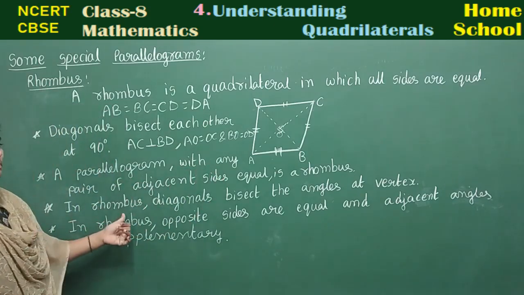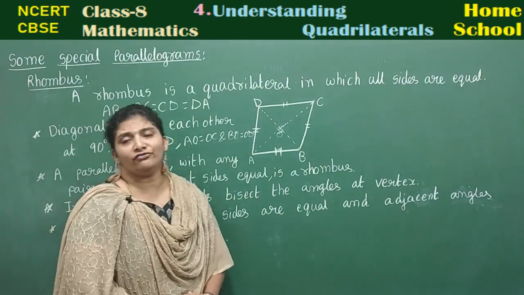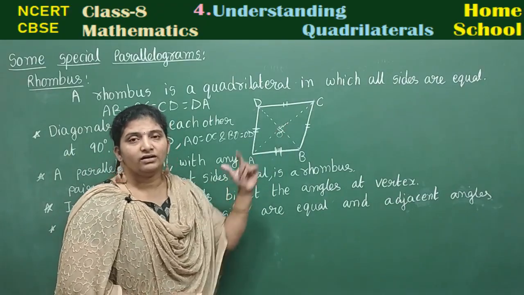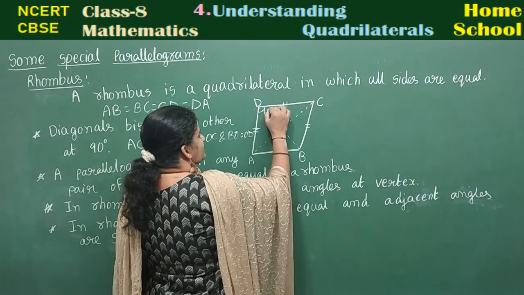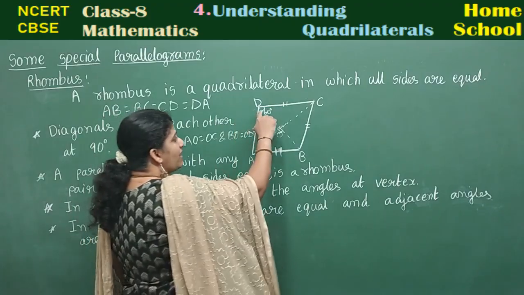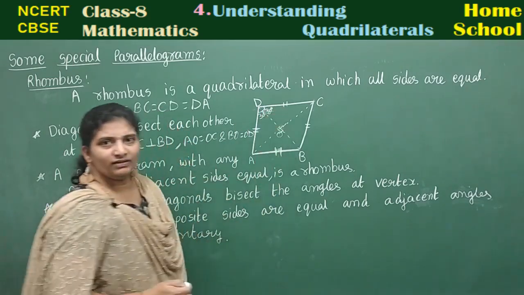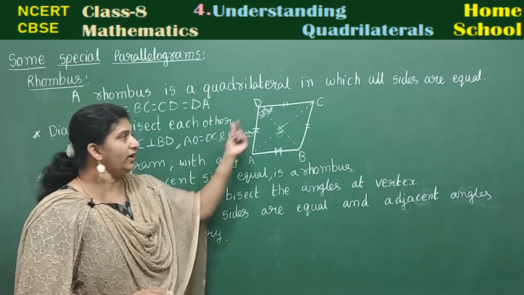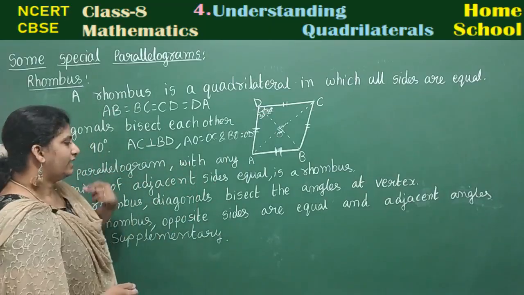Next point. In a rhombus, diagonals bisect the angles at the vertex. How many vertices do you have? 4 vertices. In a rhombus, diagonals AC, BD bisect the angles at the vertex. Suppose angle D is 60 degrees. How are they going to bisect, you know? This is divided into 30 degrees, 30 degrees. The diagonal exactly bisects the angle. Okay? This angle is 30 and this angle is 30. The angle is bisected.